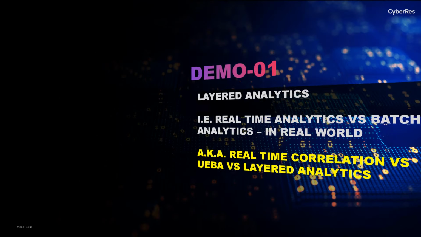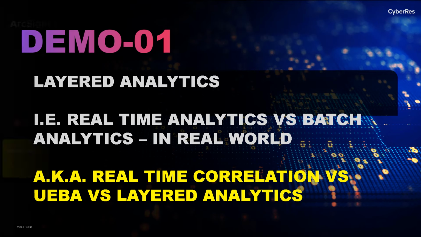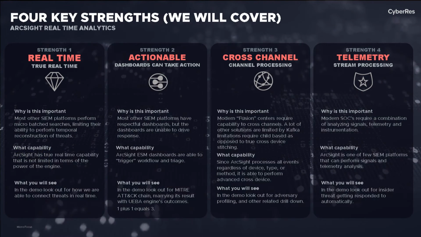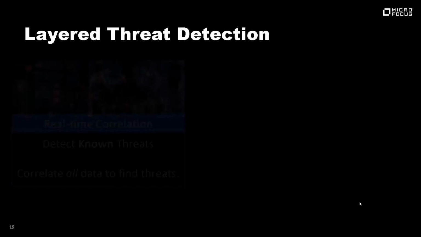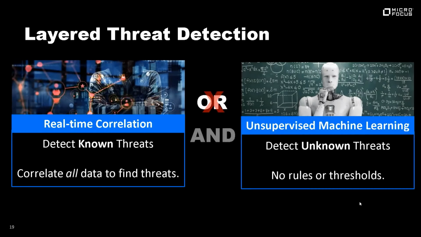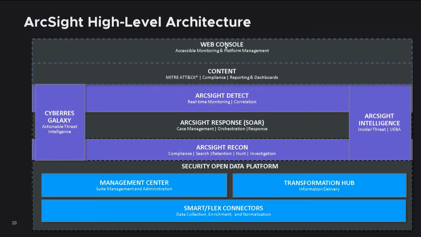In our first scenario, we'll cover ArcSight's arguably most differentiating feature, layered analytics. This is a term we use to show the successful marriage between our mature real-time correlation capability, known as ArcSight ESM, with our newer technology, ArcSight Intelligence, our UEBA batch analytics solution. We see both of these layers as fundamental to our solution, providing actionable insights to our customers so that the most important threats float to the top of the analyst queue.